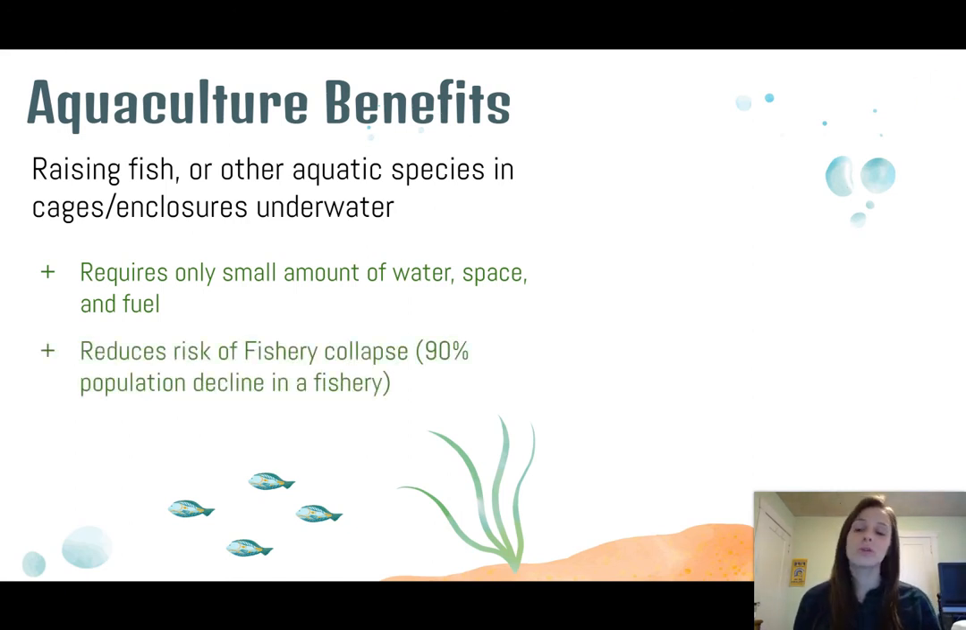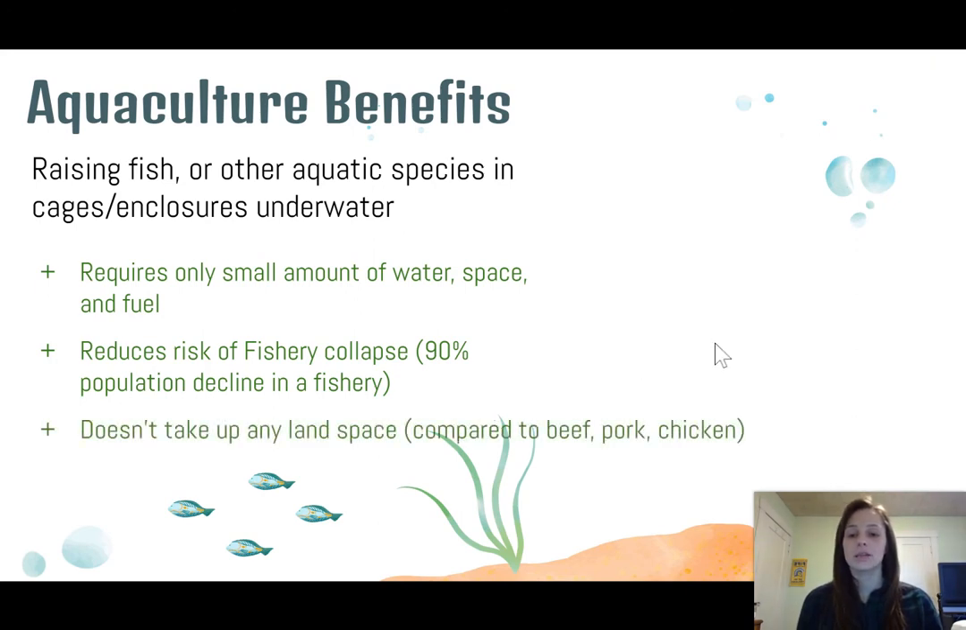It also is going to reduce the risk of fishery collapse. So again, when we get overfishing, you have populations of wild fish that are going to crash, where we have a 90% decline in a specific fishery population. So when you are actually growing captive ones, you aren't going to be having that problem.